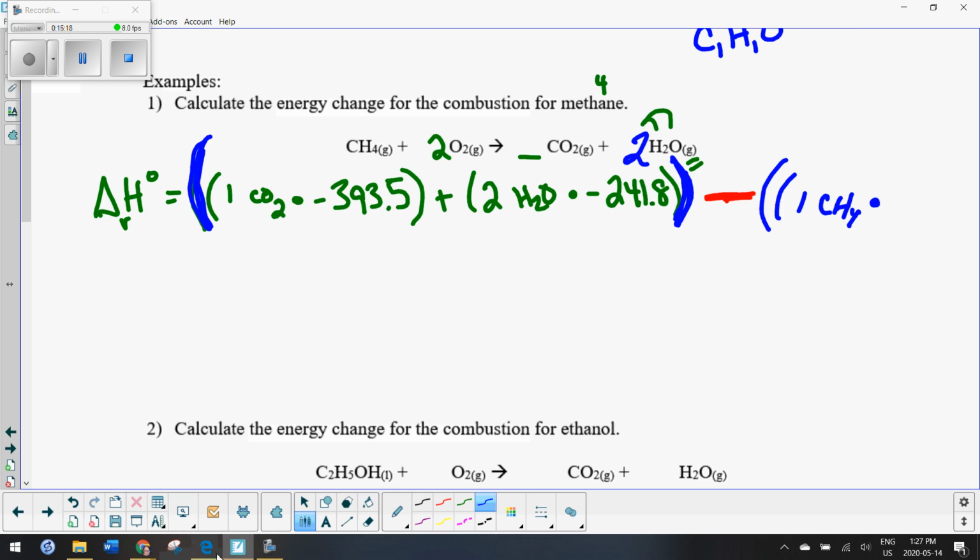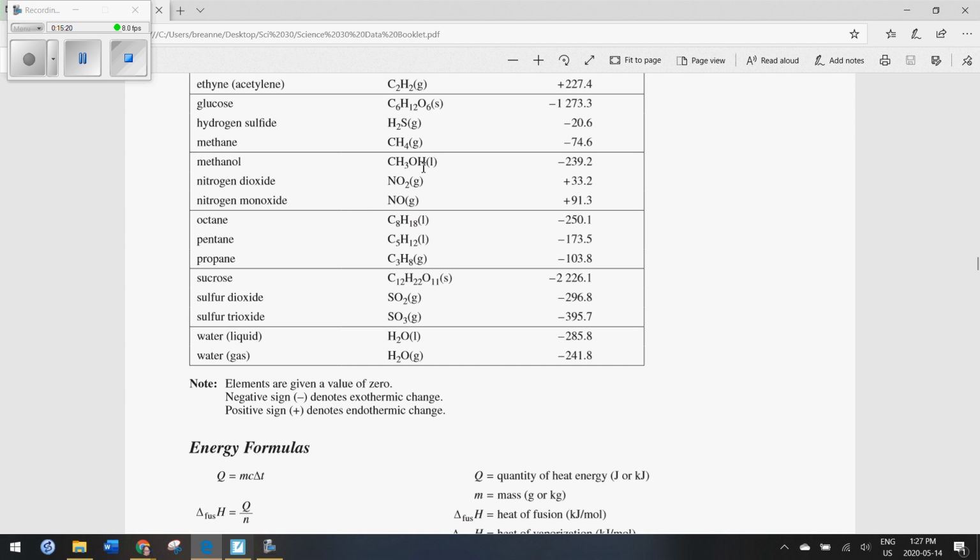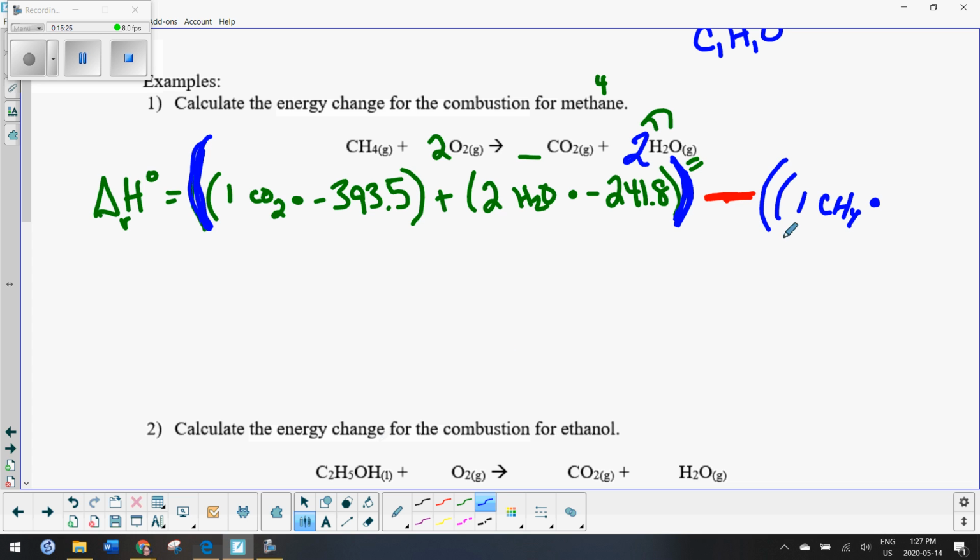Now we got to look for the heat of formation of CH4. Ooh, right there, so negative 74.6. So I'm going to put in negative 74.6, close my bracket, plus. Okay, now I have to do my next one, which is this guy right here. So I have 2 O2s. So I'm just going to put it down here. I have 2 O2s, and I separate these so I don't put in 20 by accident, times.